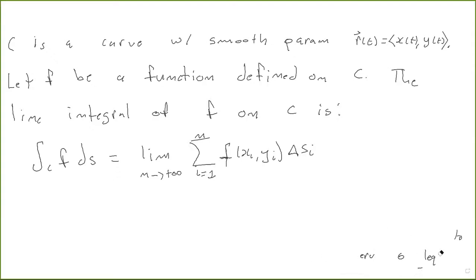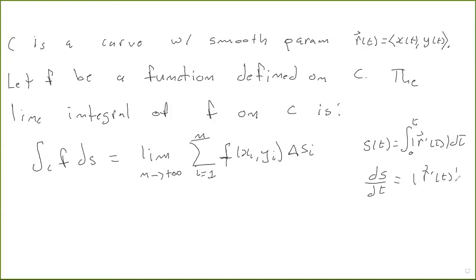So the idea that we want to use is that we know we have a formula for arc length. So we know that we have this arc length formula, s of t is equal to the integral from 0 to t of the magnitude of r prime of tau d tau. And so we saw before that this means that ds dt is equal to the magnitude of r prime of t. This is just the fundamental theorem of calculus. So what it means is that ds is equal to the magnitude of r prime of t dt.